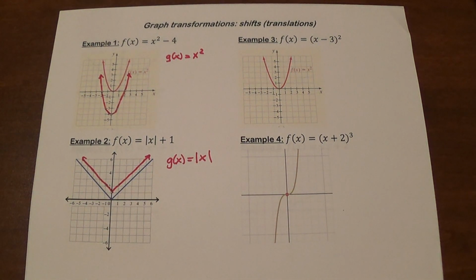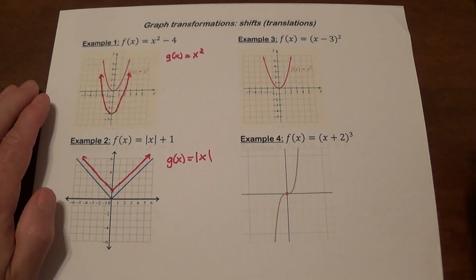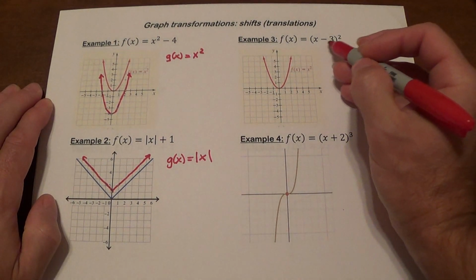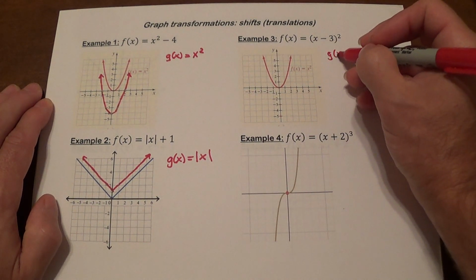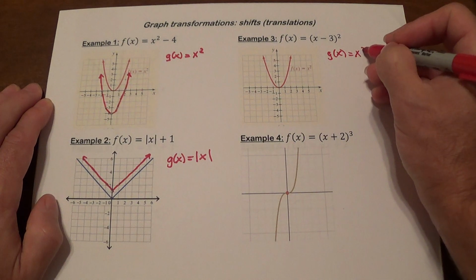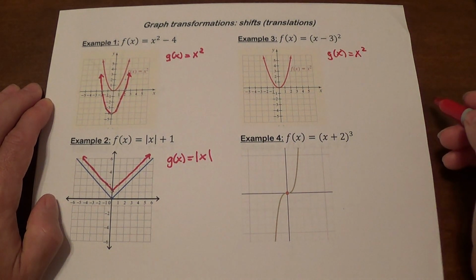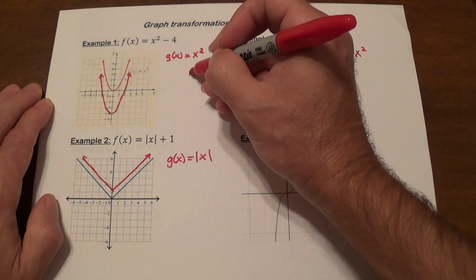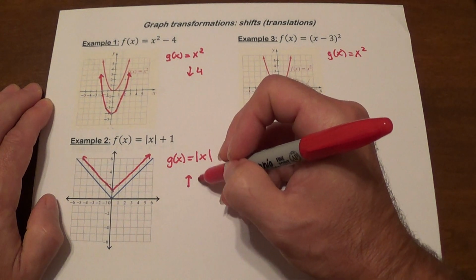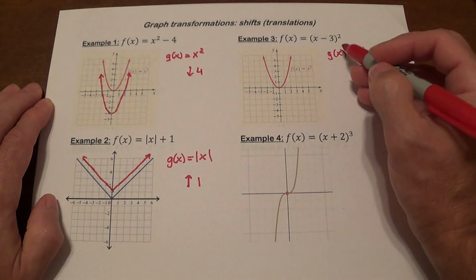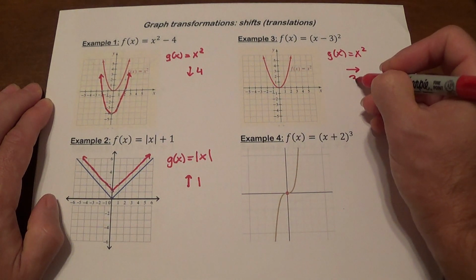Our next example is f of x equals x minus 3, squared. This is going to be a horizontal shift because the parent function g of x is x squared, and we're subtracting 3 from x, and then squaring that. So here it was a vertical shift 4 units down. This was a vertical shift 1 unit up. This is going to be a horizontal shift. Now we're doing x minus 3. It's actually going to shift your graph 3 units to the right.